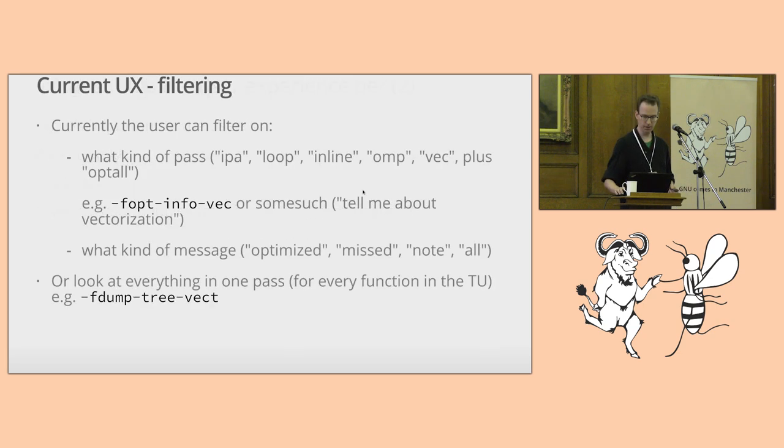In terms of the current user experience and what the user can filter on, as I said before, you have these tags where you can identify passes in -fopt-info, and say, I want to filter on inlining passes. You can also filter on successful optimizations versus missed optimizations, and then there are notes. And that's, again, per translation unit granularity. Or you use the dump file for a specific pass: tell me everything about this pass, but it's just that.